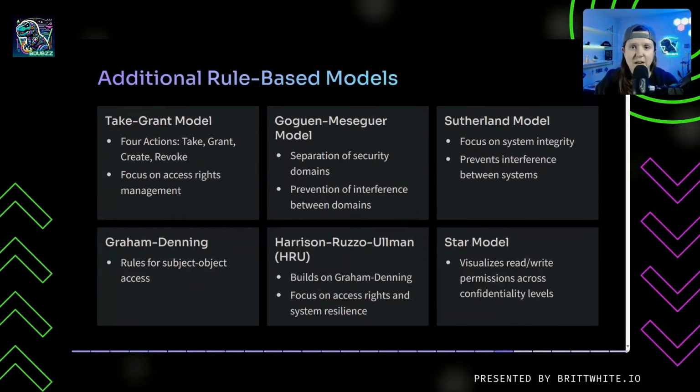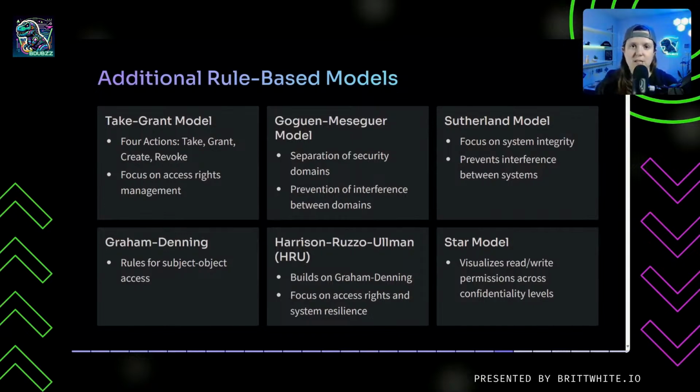Next up is the Goguen-Meseguer model. This one's all about keeping different security domains from interfering with each other, like keeping the kids' sandbox separate from the vegetable garden. It ensures that actions in one security domain don't affect or interfere with other security domains. This helps to maintain isolation and prevent unintended consequences. The Sutherland model is similar to Goguen-Meseguer, but specifically focused on maintaining integrity by preventing interference between systems. These models are more theoretical, but important for understanding the foundations of secure system design.